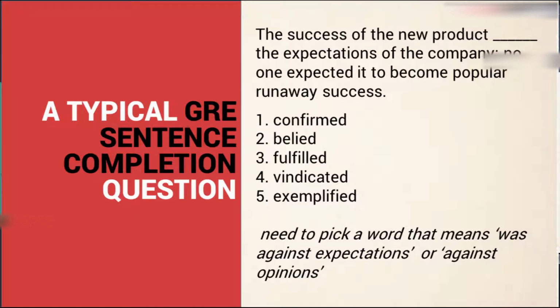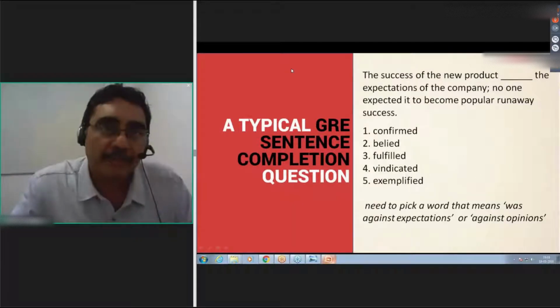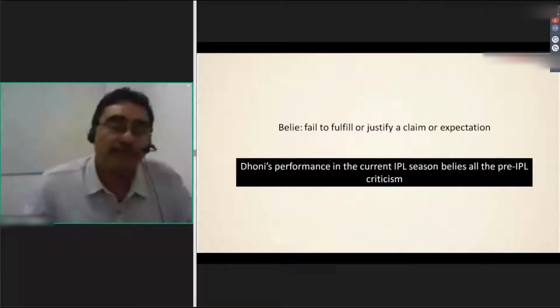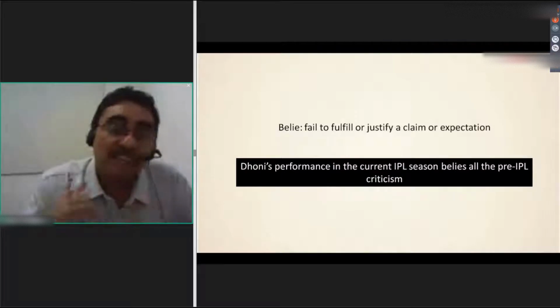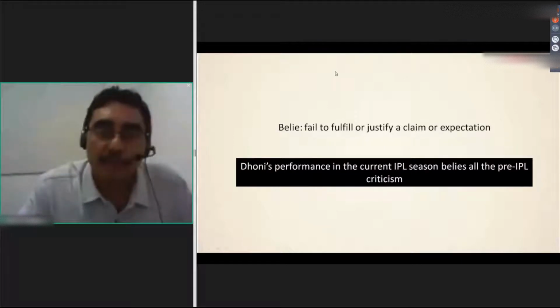So now, do you see how things flow in a typical sentence completion question? You need to have skills in visualizing. You need to have skills in reasoning by which you predict the word, and then finally you should have the right vocabulary, right? So belied is the answer, because the meaning of belied is to fail to justify a claim or expectation. The company had some expectation, but the actual performance did not justify the expectation that the company had of that product, right?